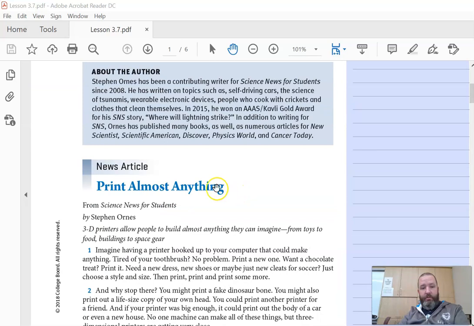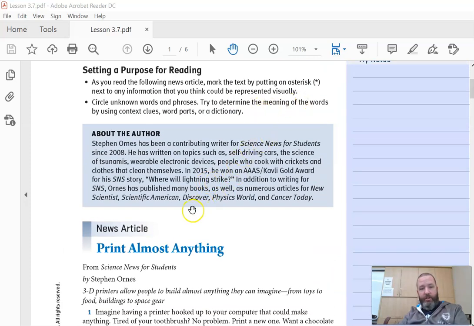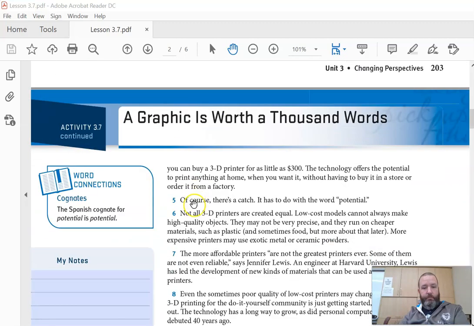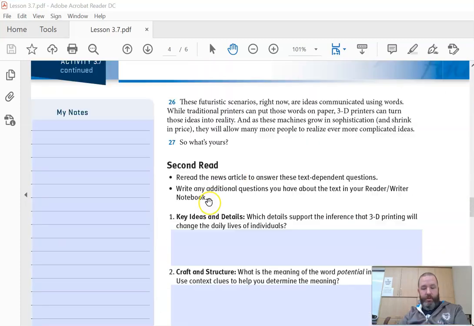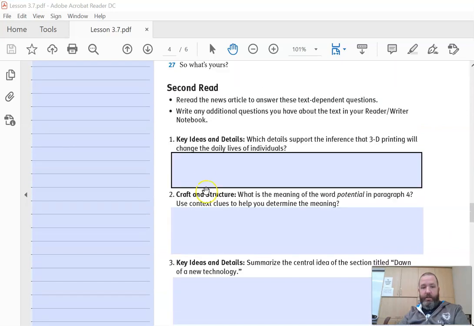And then you will read an interesting article. It's a science article about 3D printing. So go ahead and pause it, read through the article, and then be marking those things in the text that you think could be represented visually. Okay, after you have read the article, it has some questions here.